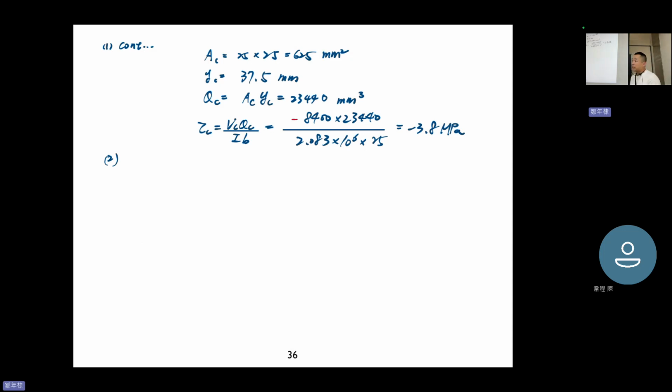So tau C, sigma C, we have done that. We just substitute the value, and you can see that as long as the cross section is okay, it's easy, like a rectangle. Everything is easier.